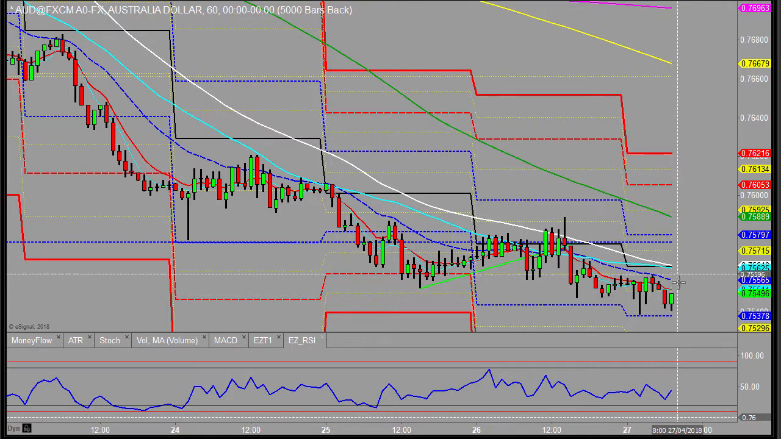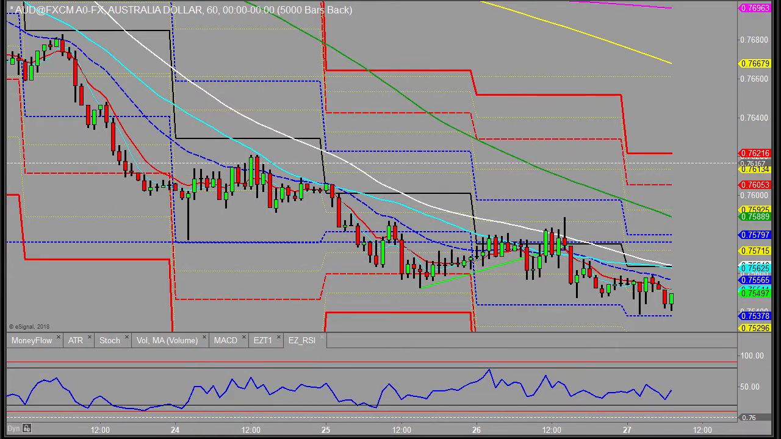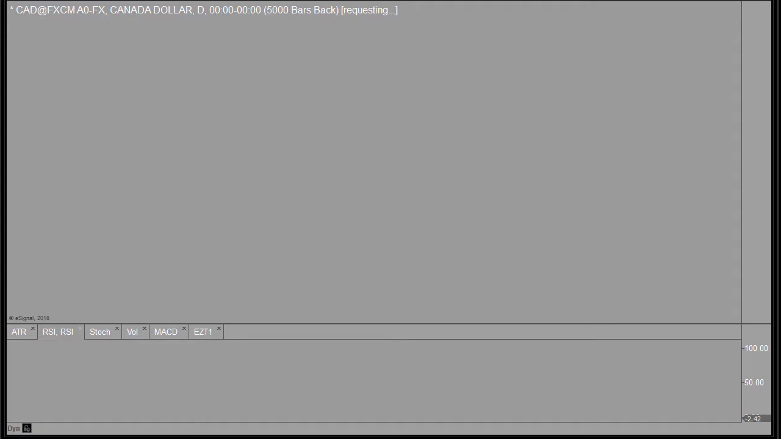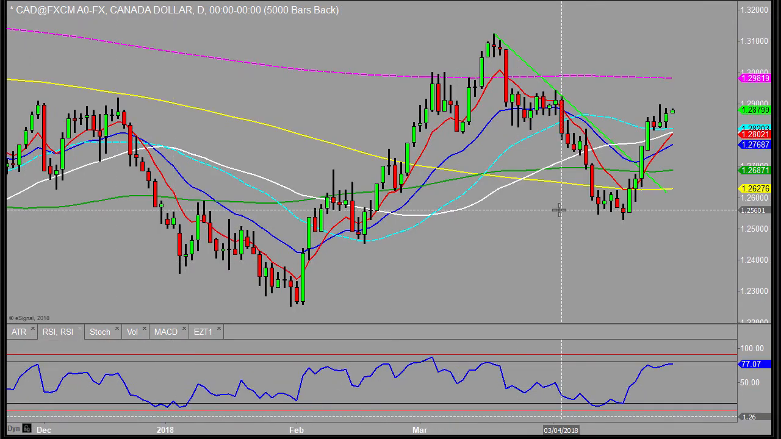Sure, fundamentally, I think it's still a very weak currency, and as I said, with so many retail traders being long on it, it just makes me wonder if it will just continue that downside move. And finally, the Canadian dollar, nearing the finishing flag.